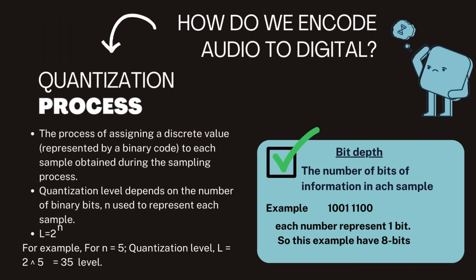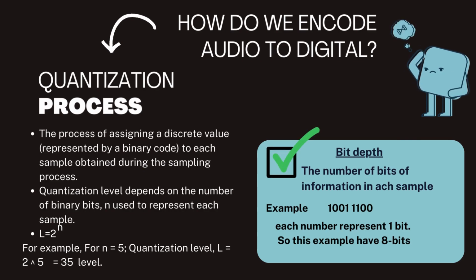Quantization is the process of assigning a discrete value, represented by a binary code, to each sample obtained during the sampling process. The quantization level depends on the number of binary bits, n, used to represent each sample. L equals 2 power of n. For example, for n equals 5, quantization level L equals 2 power of 5, equal to 35 levels.